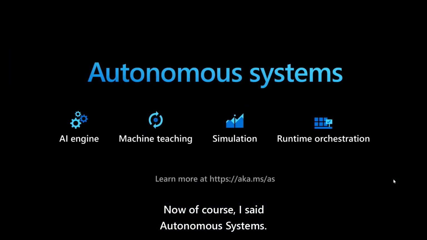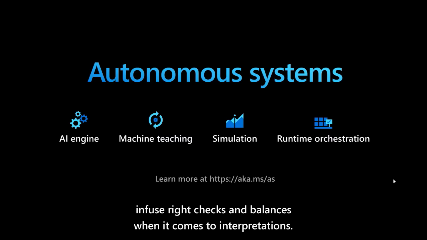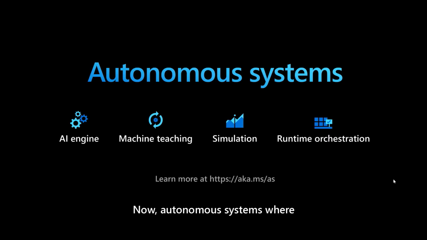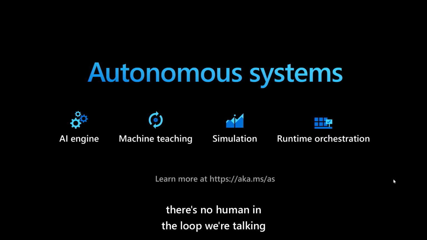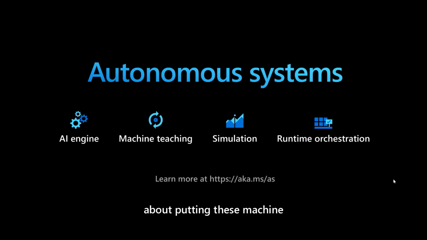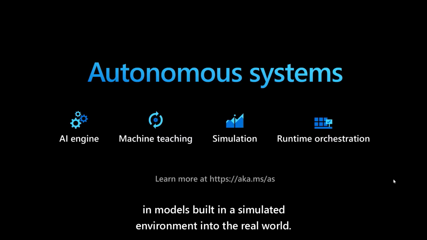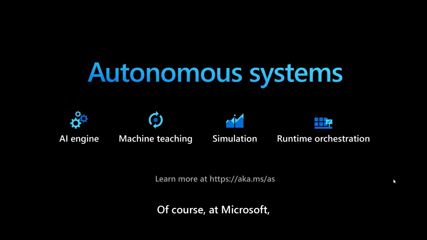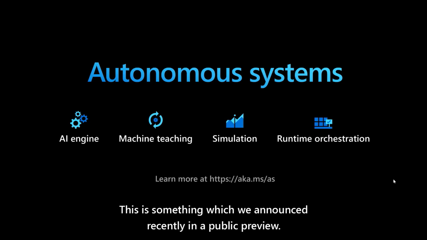Now, of course, I said autonomous systems. Let's understand this a bit because, as I said earlier, it is important that we wear the hat of a responsible, I would say, machine learning practitioner to infuse right checks and balances when it comes to interpretations, right? Now, autonomous systems where there's no human in the loop, we're talking about putting these machine learning models built in a simulated environment into the real world. Of course, at Microsoft, we call it Project Bonsai. This is something which we announced recently in a public preview.